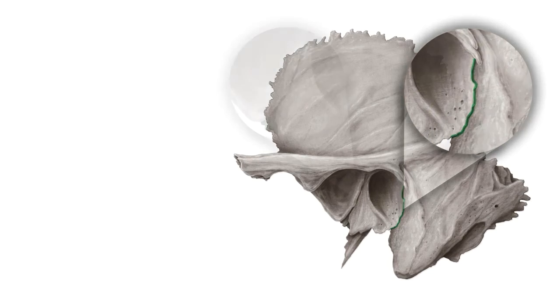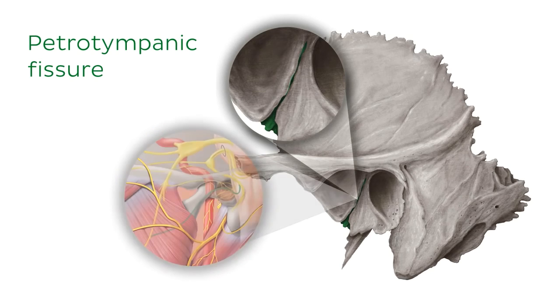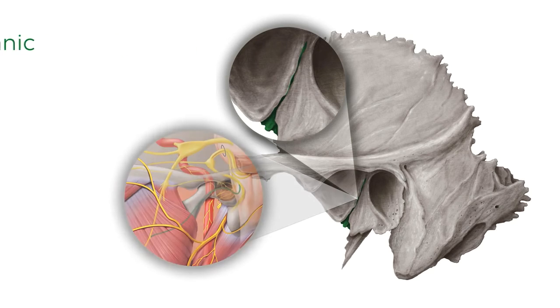At the anterior aspect of the tympanic part of the temporal bone is another fissure. This fissure is known as the petrotympanic fissure, which we can see here. A branch of the seventh cranial nerve, the chorda tympani, travels through this fissure. It allows communication between the middle ear and the temporomandibular joint.